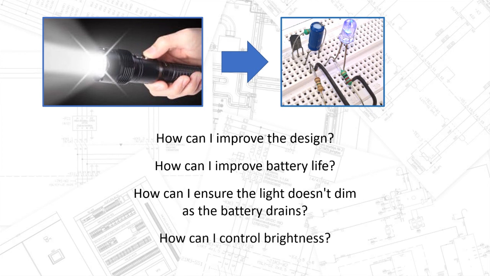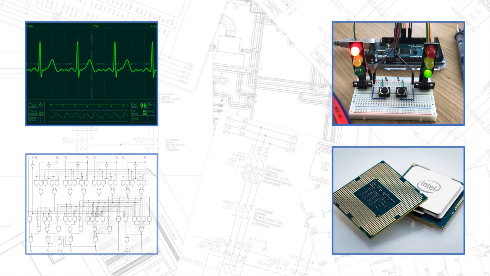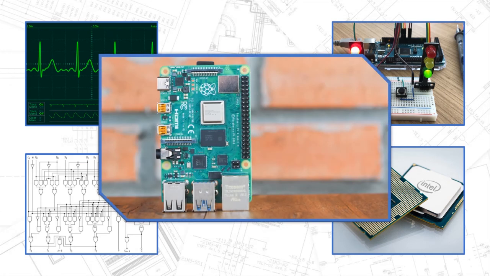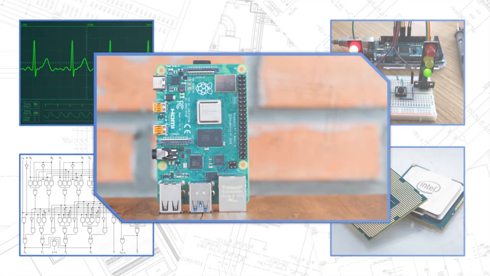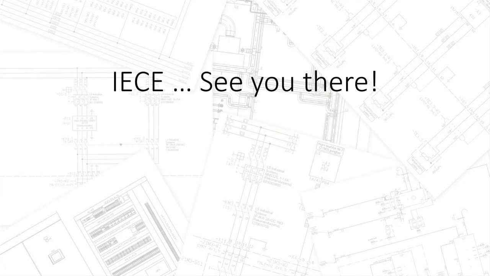And the fun doesn't stop there. You'll build bigger things like a heartbeat sensor, you'll build a traffic light of your own, figure out what goes into building a computer, build some parts of a computer yourself, and play around with Raspberry Pi, which is a credit card-sized computer. All this and more await you in Introduction to Electrical and Computer Engineering.